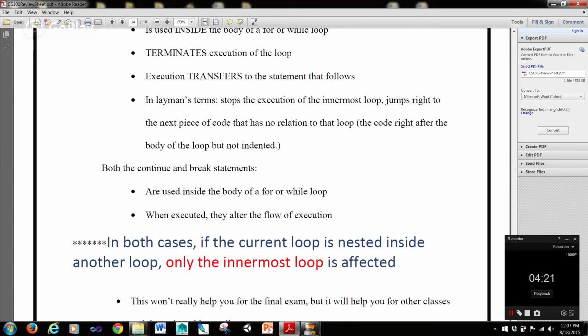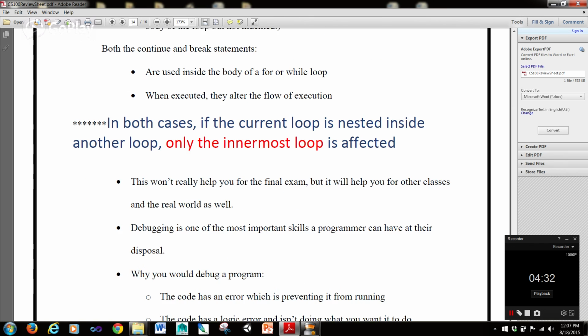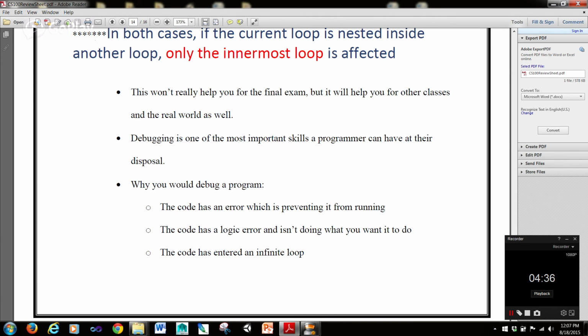Both continue and break statements are used inside the body of a for or while loop, and when executed, they alter the flow of execution. In both cases, if the current loop is nested inside another loop, only the innermost loop is affected. That's something students sometimes get mixed up, so make sure you know that.